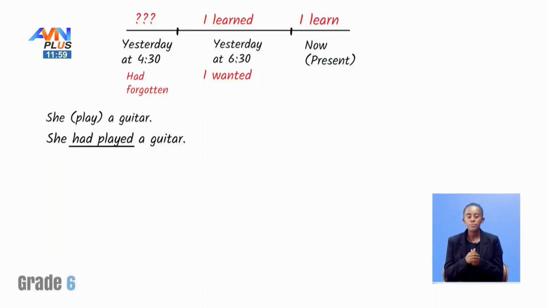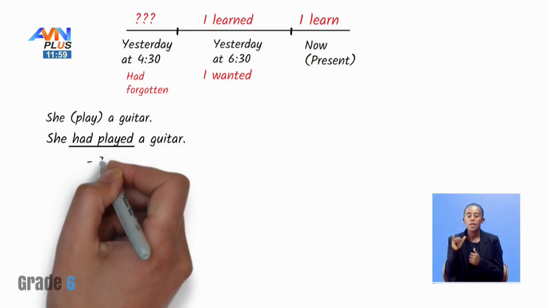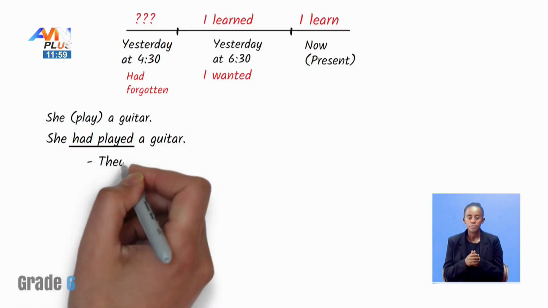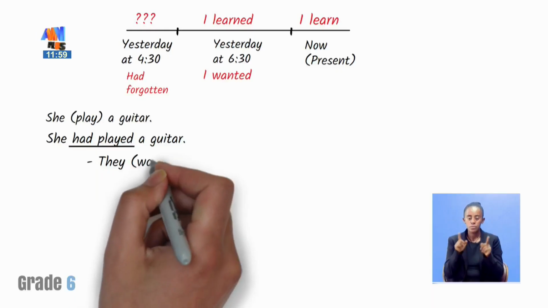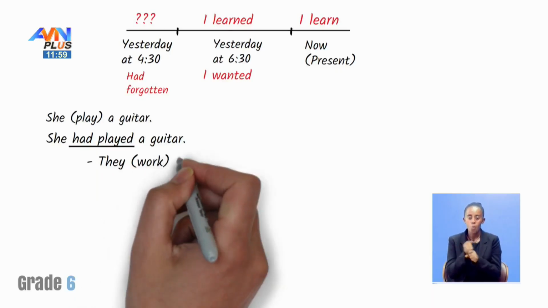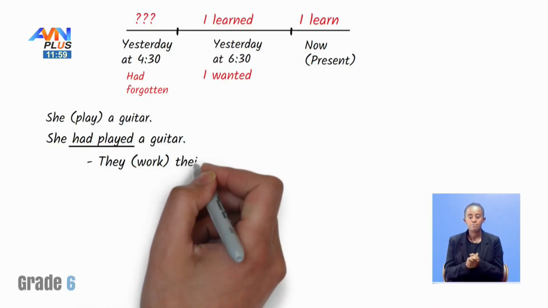Okay, another. They, plural subject. They, then work is the verb. They work, yeah? Their homework.